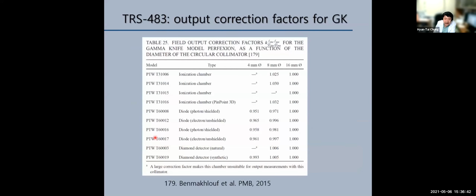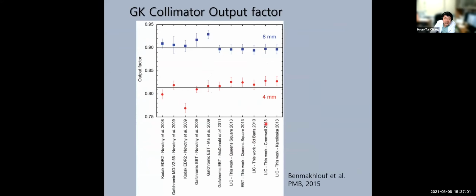And TRS-483 presented the output correction factor. Actually, this is exactly the same as the result of the Ben-McLeod study published in 2015. And you can see we need maybe 4 to 5% differences. And this is the graphical result. The left part is from before 2011, and then 2011 and 2013, there was no plastic scintillator yet, and these 5 are actually the same because Ben-McLeod applied their devices to 4 different Gamma Knives. So for 8 millimeter, it looks okay, but for 4 millimeter, maybe we need some more calculation.